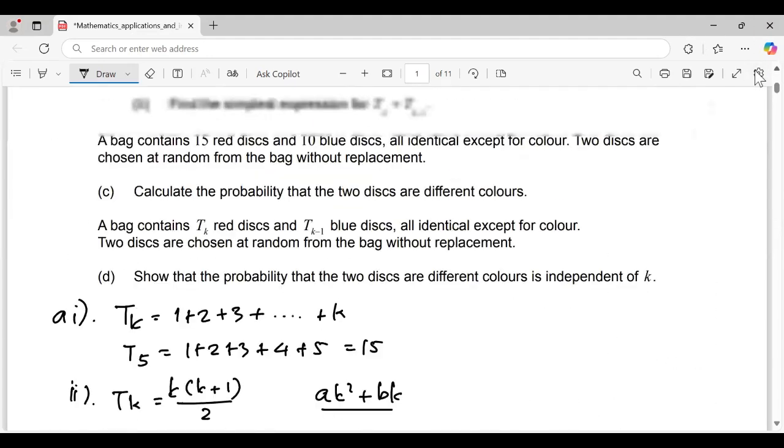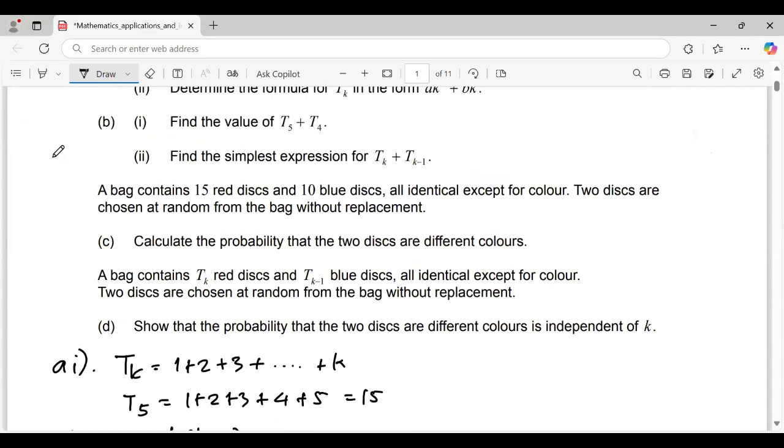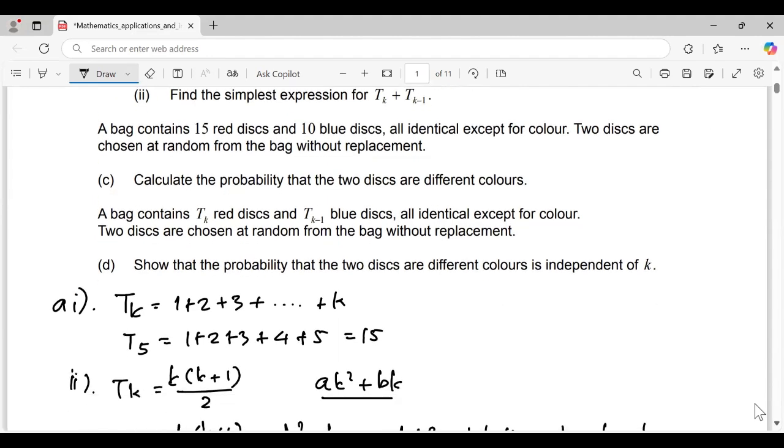Question. A bag contains 15 red discs and 10 blue discs, all identical except for color. 2 discs are chosen at random from the bag without replacement. Calculate the probability that the 2 discs are different colors. Okay, without replacement.